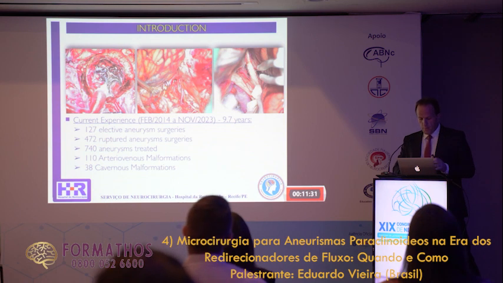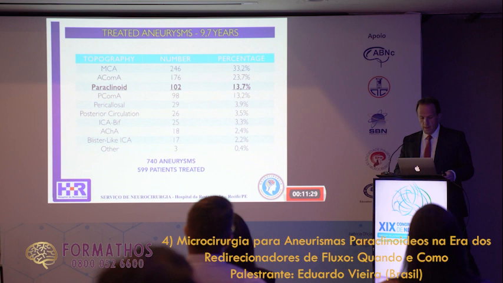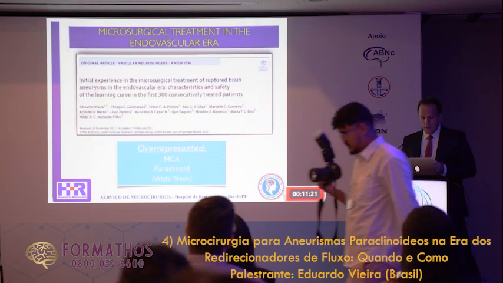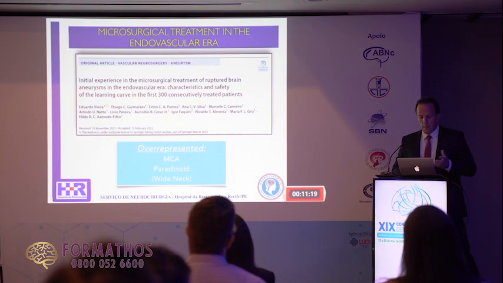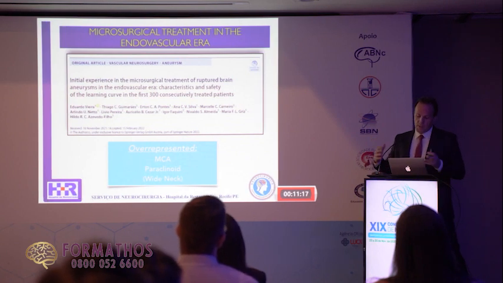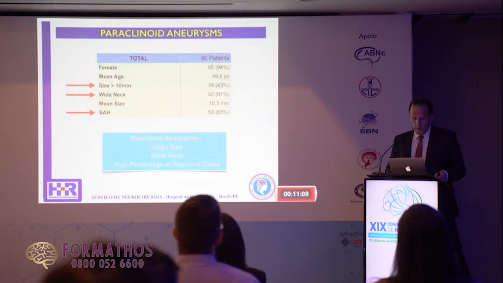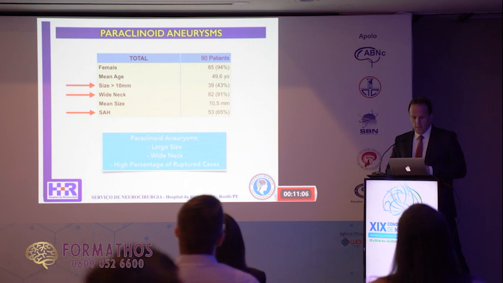We're not going to go through it in detail because of the time, but in our experience, paraclinoid aneurysms were the third most common aneurysms. And that's because those aneurysms frequently present with large size and wide neck, which is something that makes endovascular treatment more difficult, that's for sure. And that's what we can see here.